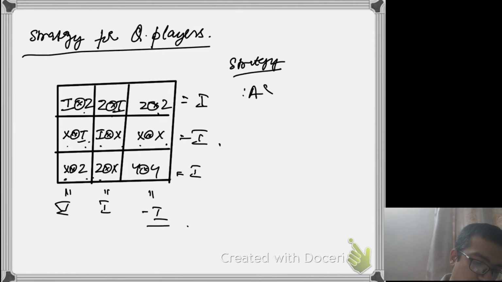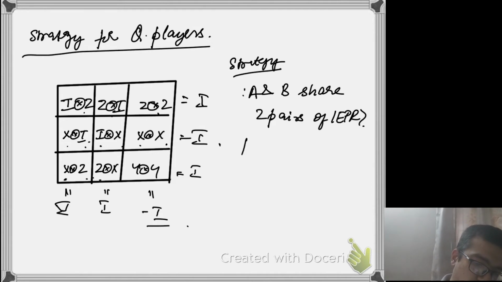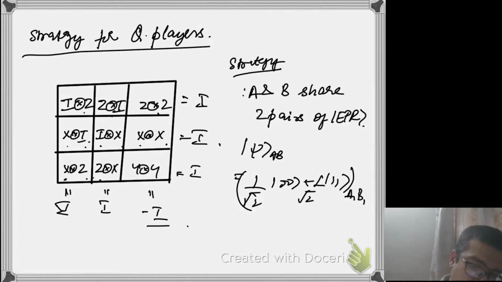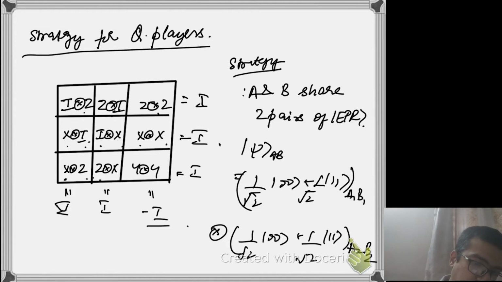So A and B, firstly they share 2 pairs of EPR. So what's their joint state? Their joint state is given by 1 by root 2 |00> plus 1 by root 2 |11>. So these are on the first qubits of Alice and Bob, tensored with 1 by root 2 |00> plus 1 by root 2 |11>, on the second qubits of Alice and Bob.